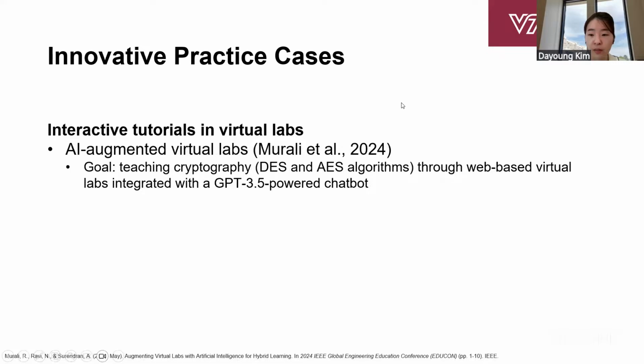And there was also a trial to develop some interactive tutorials in virtual labs by using Gen AI. Murali et al. designed AI-augmented virtual labs in cryptography by using the React JavaScript library. The lab included multiple simulation experiments, and each experiment focused on a single concept. The authors selected two major cryptographic algorithms as the topics of the study.